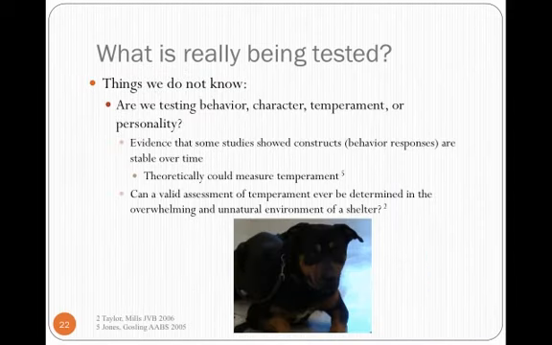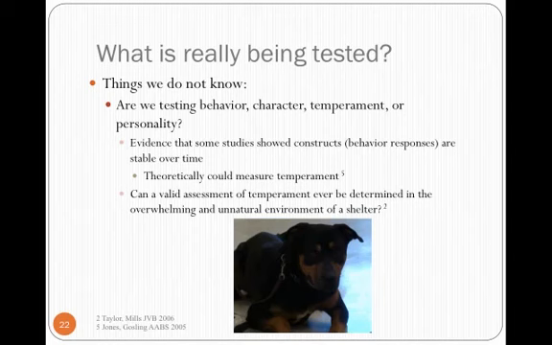Other things we don't know, again, we looked at our definitions. What are we really testing? Are we looking at behavior at that snapshot in time? We know we are doing that. But how does that correlate to character, temperament, and or personality? And so going back to the review of all the literature that's been out there, we know that there are some studies who have shown that their behavioral responses, they call them constructs in the research field, are stable over time. So they'll test these same dogs again later and come up with the same responses on these tests. And so theoretically, you could be measuring temperament because temperament's assumed to be stable over time, right?